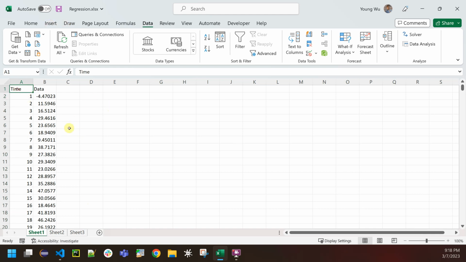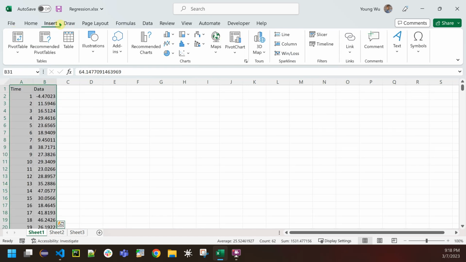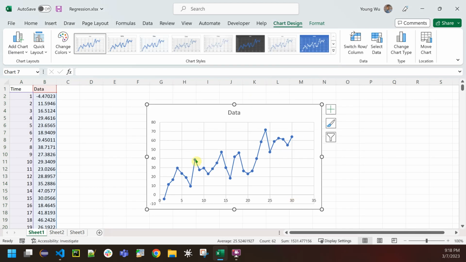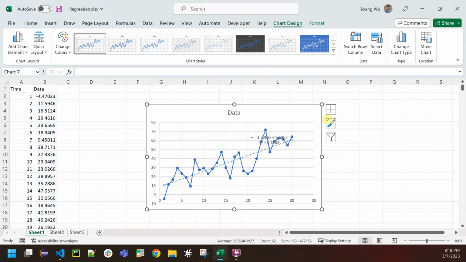The first thing to do is to make a plot. So insert, the recommended plot is good, so just use the scatter plot. And there seems to be a linear trend. You can actually add the trend line, and you can add the equation of the trend line. So let's move it up here.